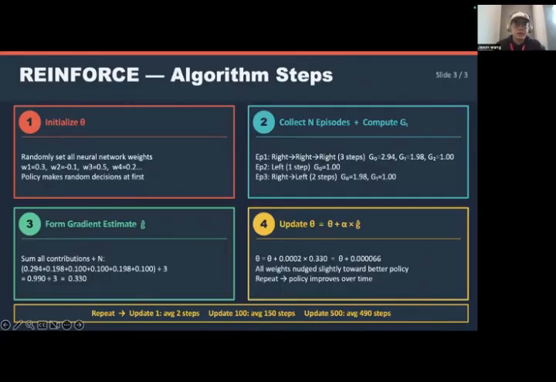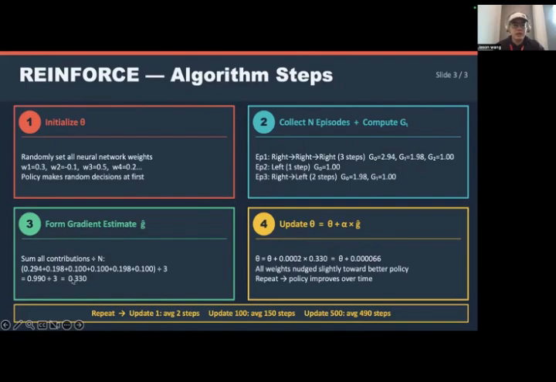Okay, now let's put everything together. This is the complete reinforcement algorithm in 4 steps. The first step is to initialize theta. We randomly set all the weights in the neural network, like weight 1, weight 2, and so on. It has no idea what it's doing in the beginning. In step 2, we run N episodes and compute G sub t for each step. For example, it runs 3 times, 1, 2, 3, and you get every G score.